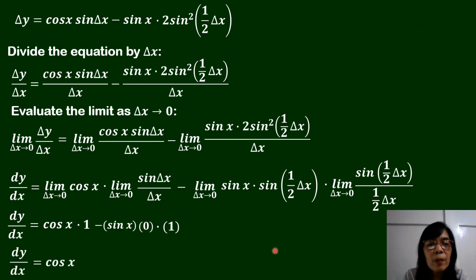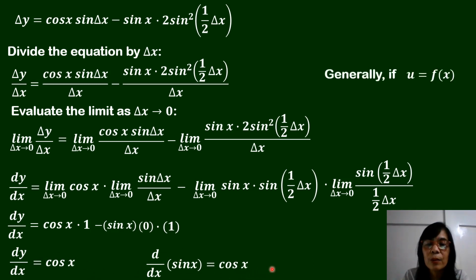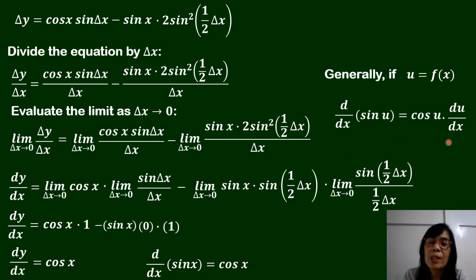Simplifying further, we now have this is equal to cosine x. This is 0. Sine x times 0 times 1 is 0. So, knowing the value of y equal to sine x, that gives us the derivative of y, whose value sine x, is equal to cosine x. Or, generally, if u is a function of x, where u represents the angle of sine, then the derivative of sine u is equal to cosine u times the derivative of u.